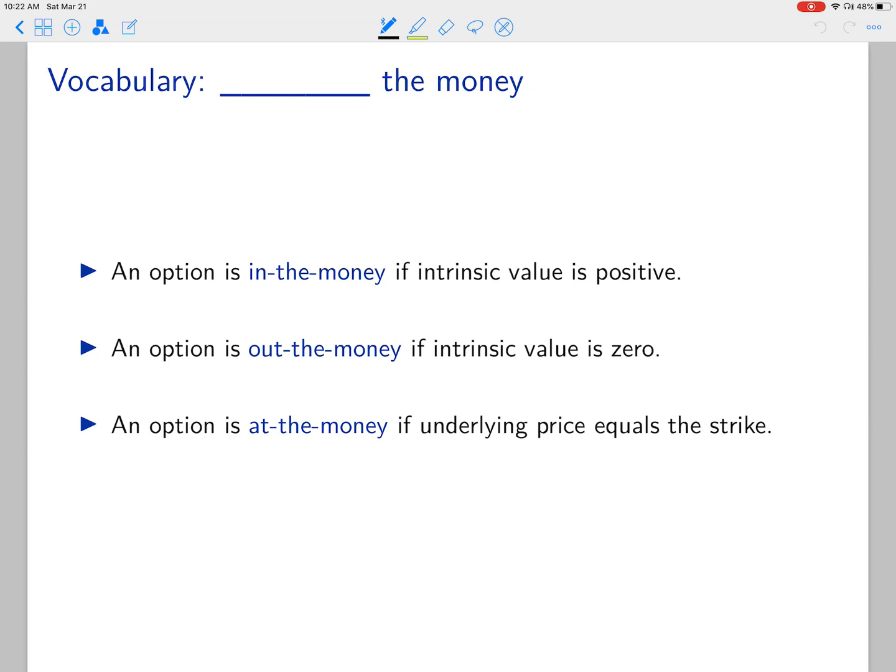The moneyness of an option refers to the position of its intrinsic value relative to zero. We say that an option is in the money if the intrinsic value is positive. We say that an option is out of the money if the intrinsic value is zero. And we say that an option is at the money if the intrinsic value is both zero and the underlying asset price equals the strike. Here we'll usually deal with stocks.